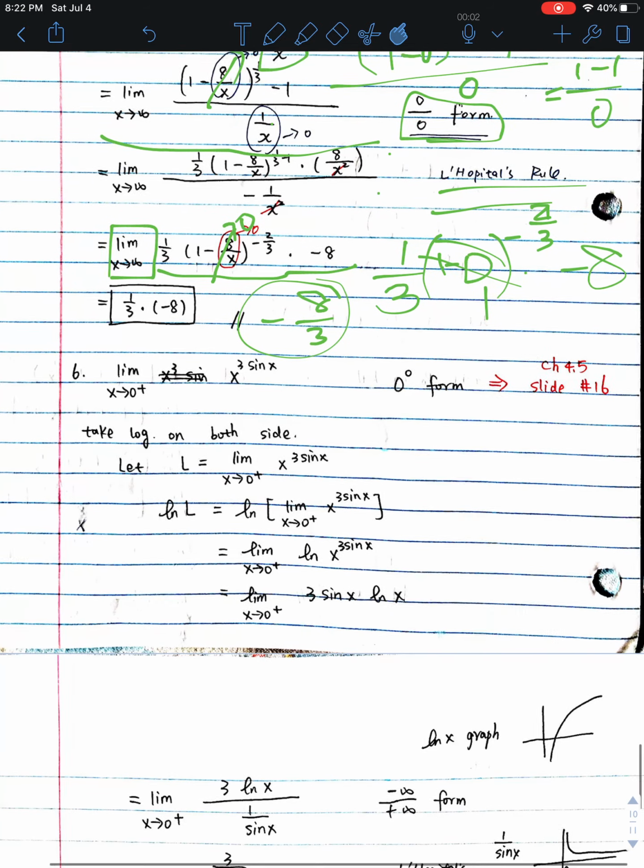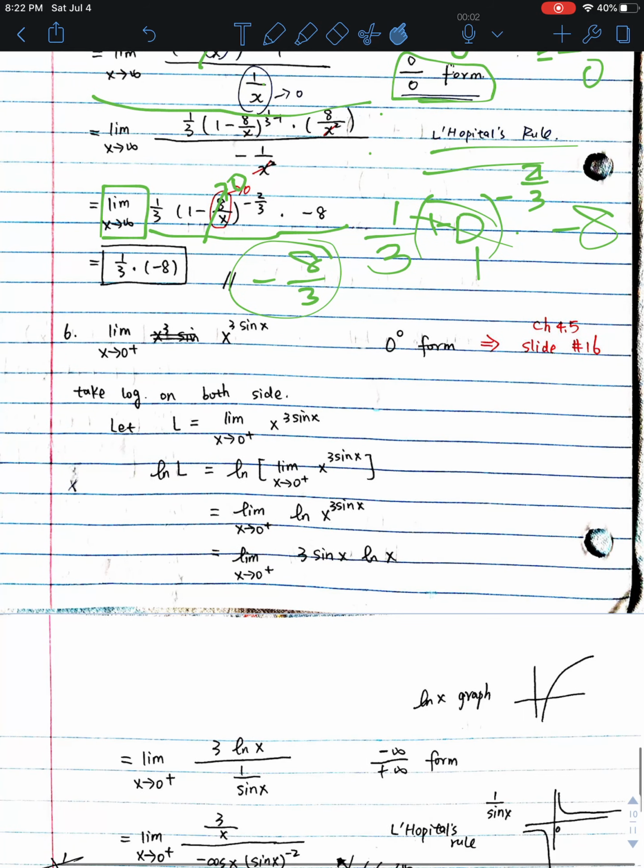Okay, for question 6, to find the limit as x goes to 0 positive, so x approaches 0 from the right side, of x to the power 3 sine x. We know when x goes to 0, then x just becomes 0. And how about sine x? It also becomes 0 because sine 0 is 0. So this is a 0 to the power 0 form.